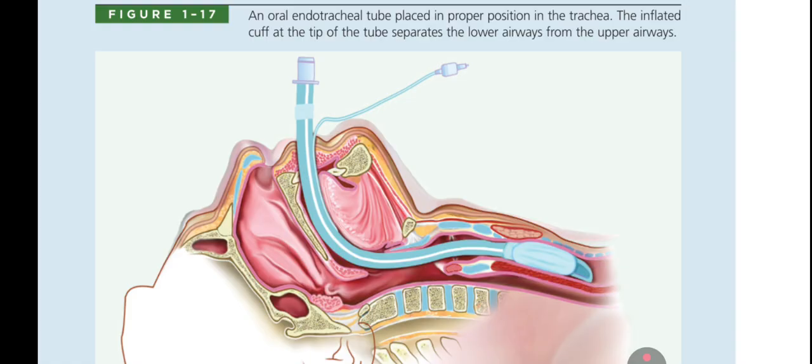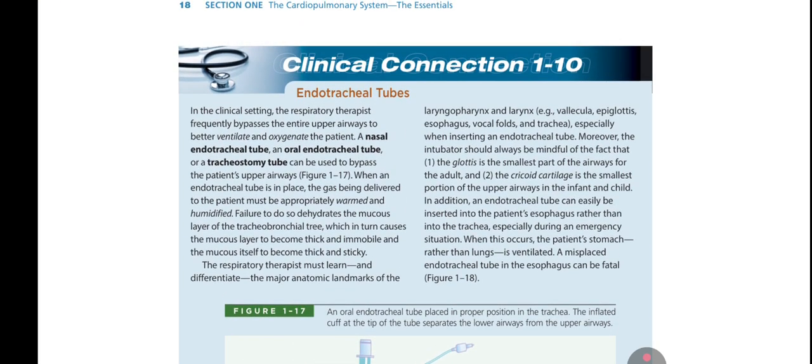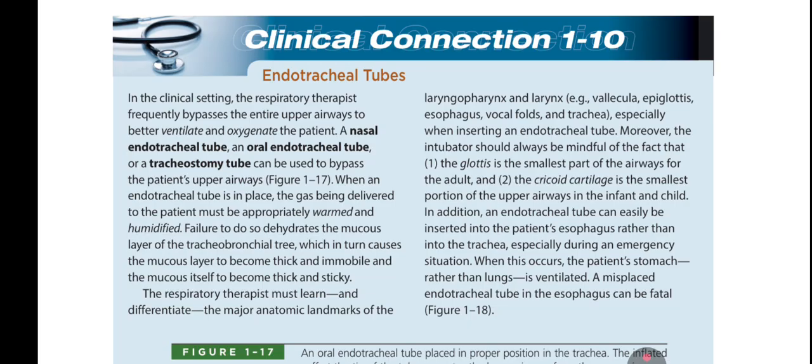And we have the cuff tip that separates the lower airways from the upper airways. Okay. So I suppose the main purpose of this cuff is so that no air will escape, a fixed volume will be given to the patient. So there are many types of endotracheal tube, the nasal ones and the oral ones, or it can also be a tracheostomy tube.